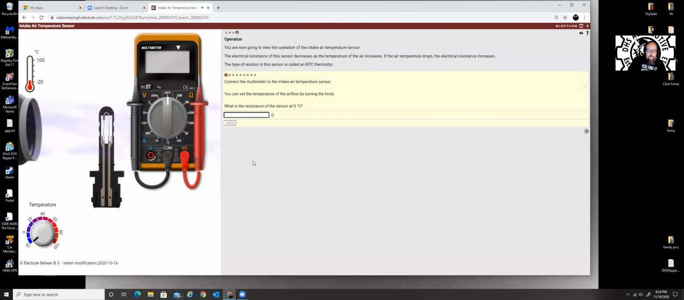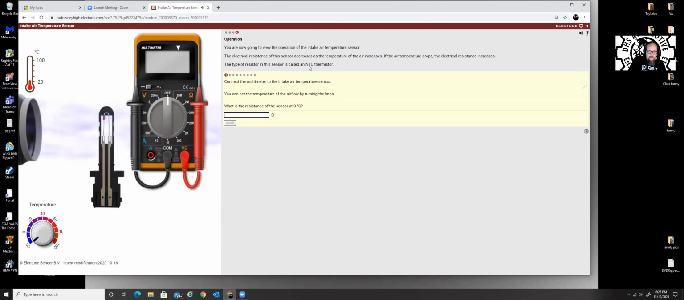Okay, so here's what it's going to ask us to do. It's going to ask us to change the temperature that's affecting the sensor and then measure the sensor to check its different readings. Now, what it says is this type of resistor is called an NTC thermistor, okay? Negative temperature coefficient thermistor. This means it is a resistor affected by temperature.